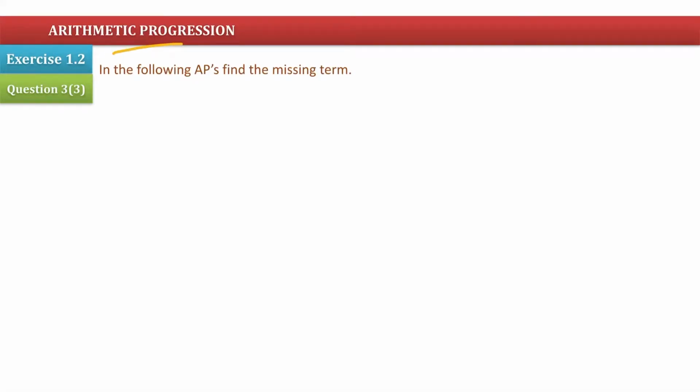We are learning arithmetic progression exercise 1.2. In question 3, in the following APs, find the missing term. The first term is given, the second term and the third term are not given, and the fourth term is given.